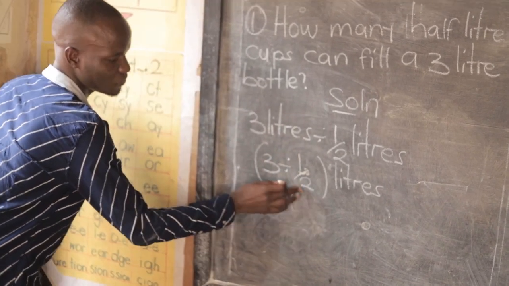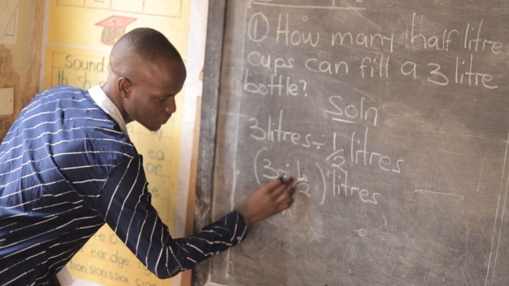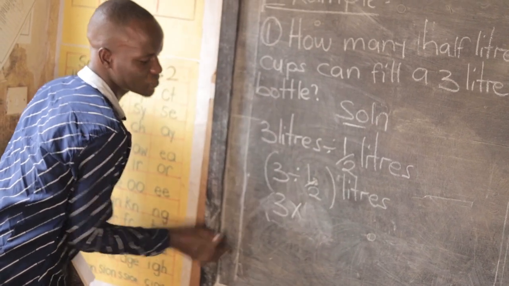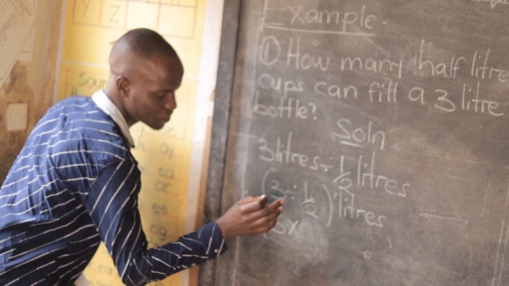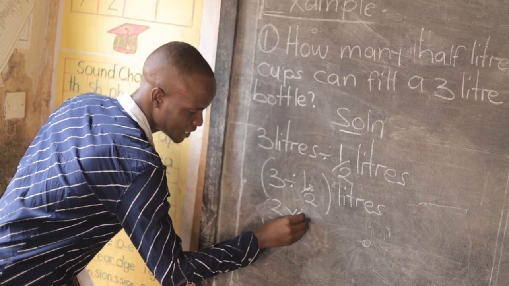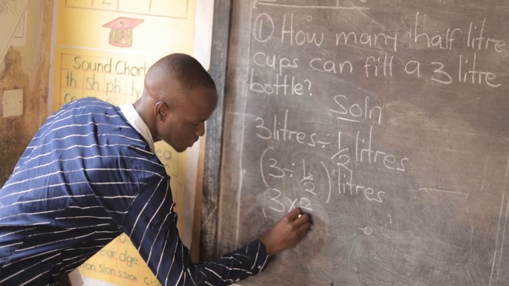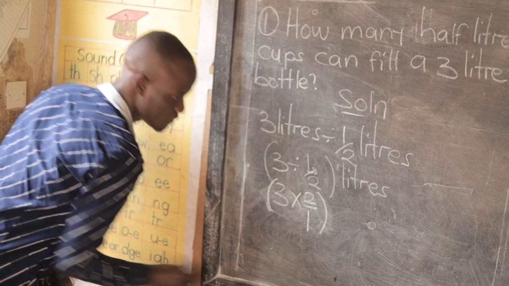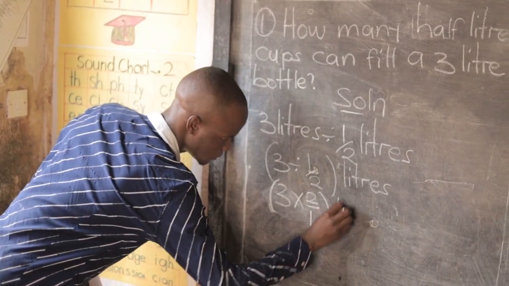Then we get the reciprocal of the last fraction. All of you? Reciprocal. So for this case, we shall get the reciprocal of 1/2. What is the reciprocal of 1/2? 2 out of 1. So we shall multiply 3 times 2 out of 1. All of you? 3 times 2 out of 1.